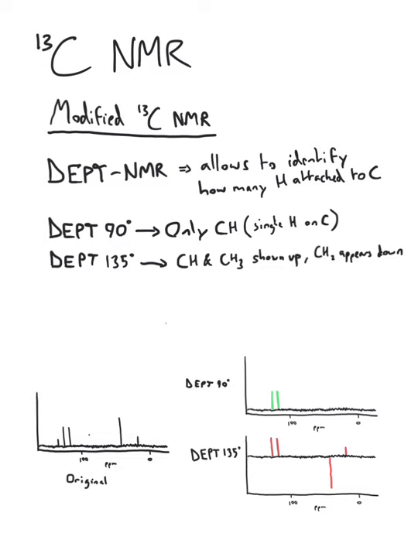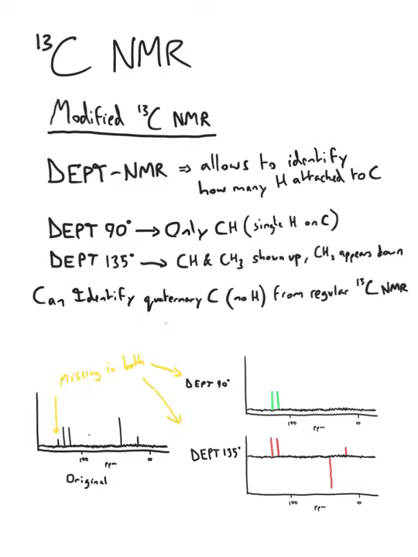Applying all these methods also helps you to identify carbons with no protons bonded to them, as they do not appear in any. If you compare it to the regular C13 NMR spectrum, you will find out which carbons those are.